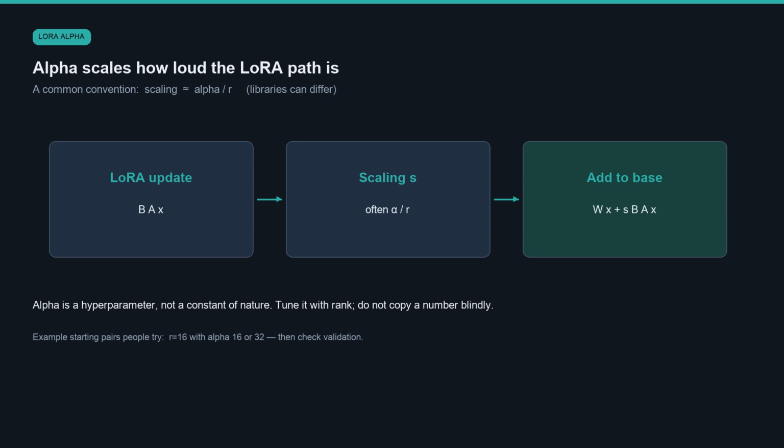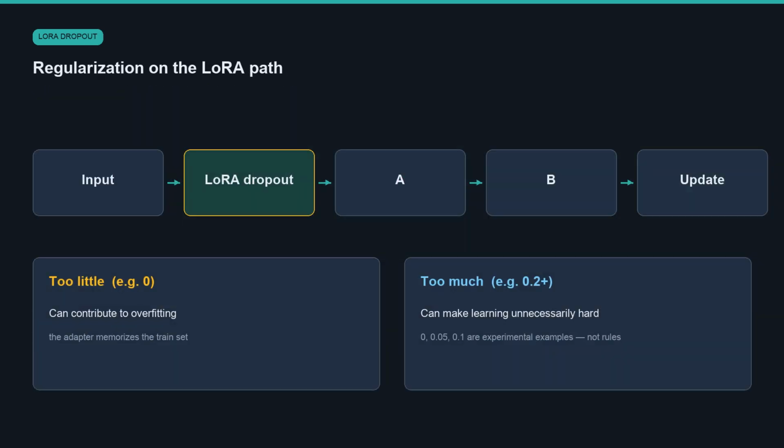Alpha scales how loud the LoRA path is. Many implementations use scaling about equal to alpha over r. But conventions vary. Treat alpha as a tunable hyperparameter, paired with rank, not a universal constant. LoRA dropout is regularization on the adapter path. Too little can allow overfitting. Too much can stall learning. Values like 0, 0.05, and 0.1 are experimental examples, not rules.